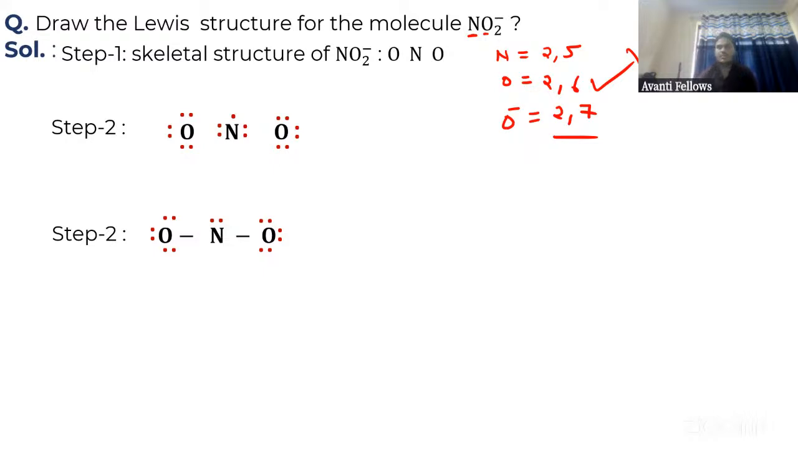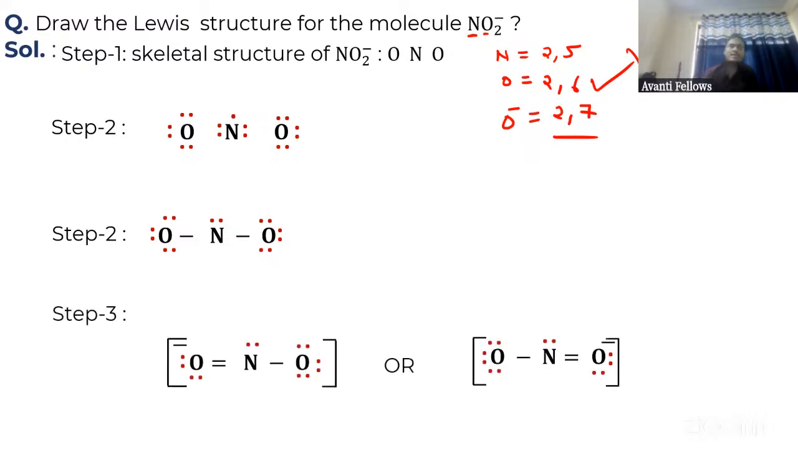Done? Chalo. Good. So here is the diagram. Nitrogen has 5 electrons. Out of these 5 electrons, how do they make bonds with oxygen? They make a single bond with this oxygen, because this oxygen has a negative charge, so it requires only one single bond. So a single bond with this oxygen and a double bond with this oxygen.